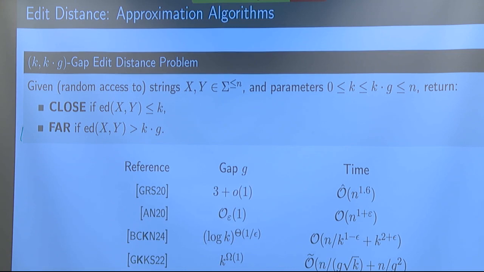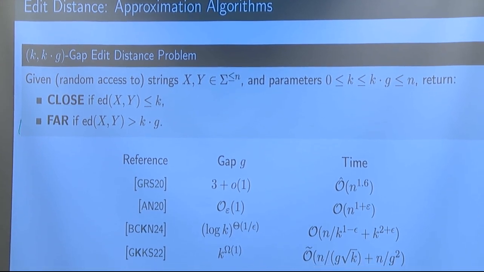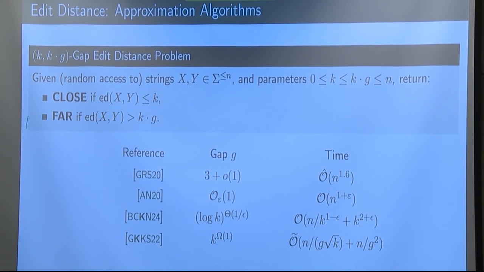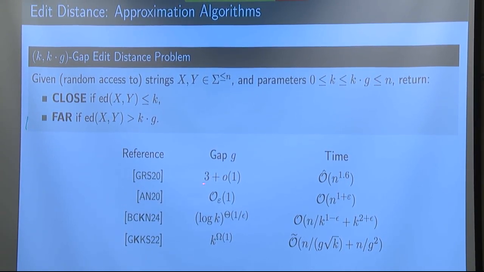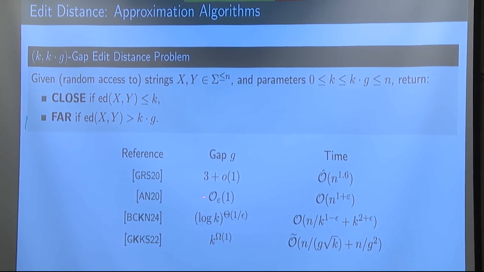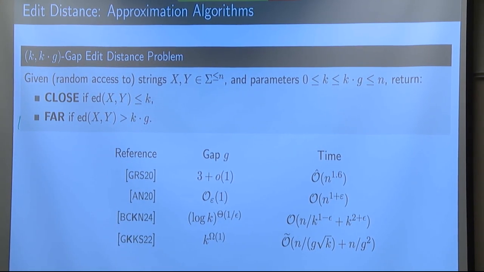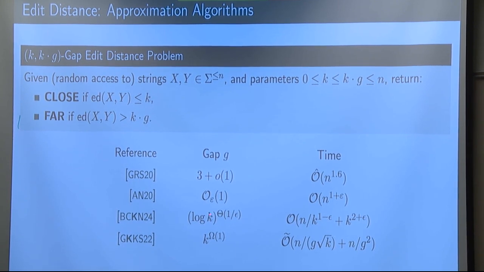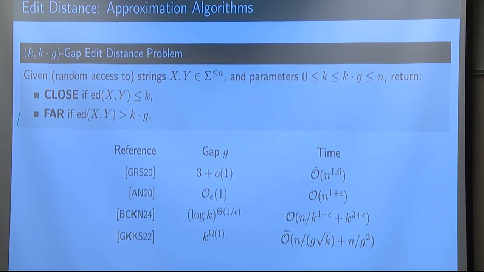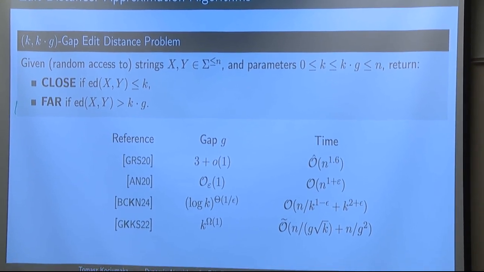And there's been a lot of work on approximating the distance statically. Here I'm just showing the state-of-the-art trade-offs. So there is 3 approximation essentially in sub-quadratic time, constant factor approximation in almost linear time, and then in sublinear time you can get polylog approximation, and slightly faster also polynomial-factor approximation of the edit distance.